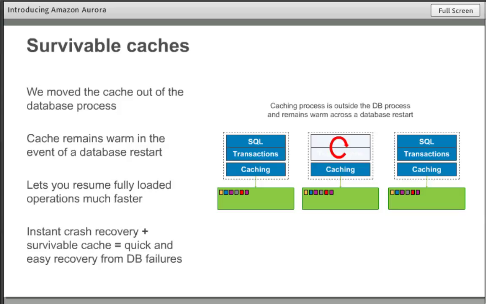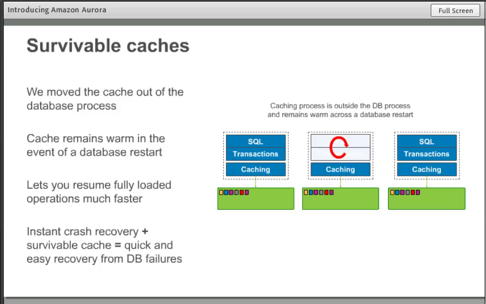So the storage layer is part of why we can recover from disaster scenarios very quickly. But another one is that we have survivable caches. So again, this is something we've tried to move out of the sort of monolithic architecture. We've actually taken the caching out of the normal database process. What this means is that if you need to restart your database, if you have a failure on your master node or on a replica, the cache is actually still warm. It persists beyond the lifetime of the database, and when the database comes back up, the cache is still there.